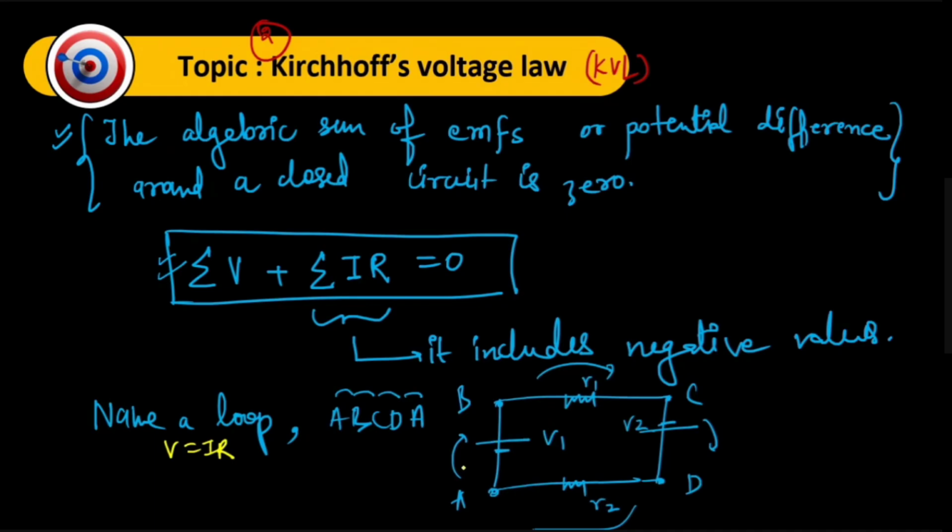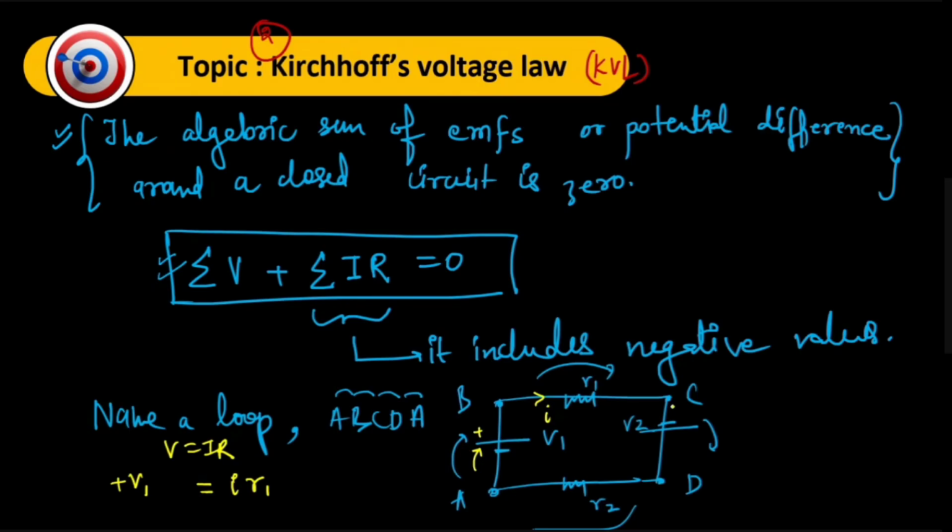Whenever you are reading the circuit going from A to B, and you encounter first the negative plate and then the positive plate, I'm supposed to write positive V1 here. From B to C, I can see that current is also flowing in this direction, and I'm also reading the circuit in this direction, from B to C. So I'll write plus I r1. IR, I have to write IR always.